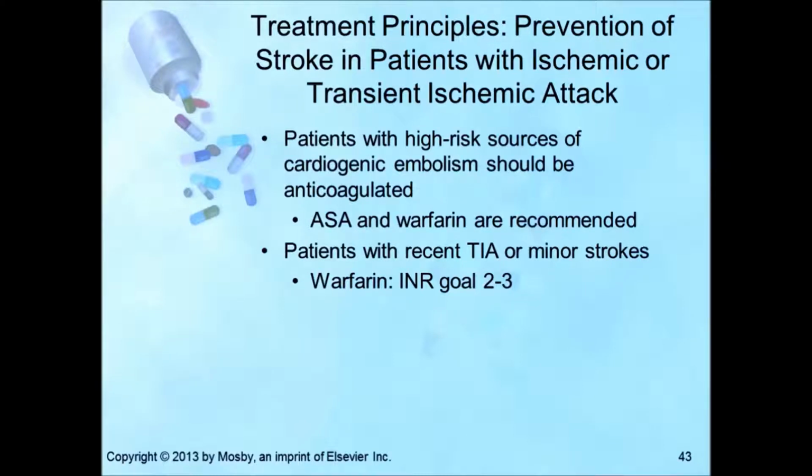Prevention of stroke in patients with ischemic or transient ischemic attacks. The American Stroke Association Council on Stroke recognizes that patients with a history of cardiac and or cerebrovascular disease have an increased risk of stroke. Those with high-risk sources of cardiogenic embolism, such as AFib, chronic or paroxysmal AFib, should be anticoagulated.